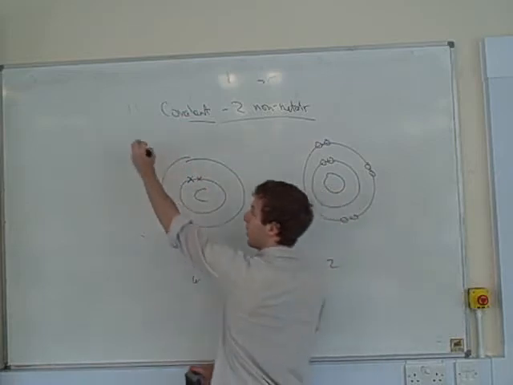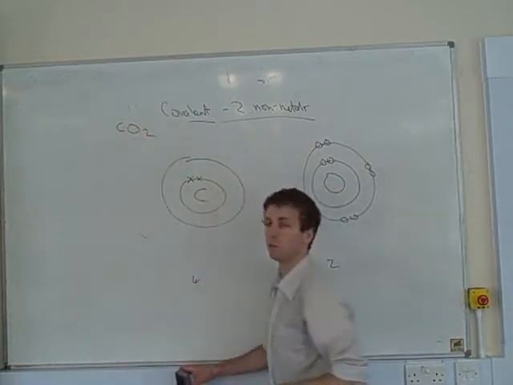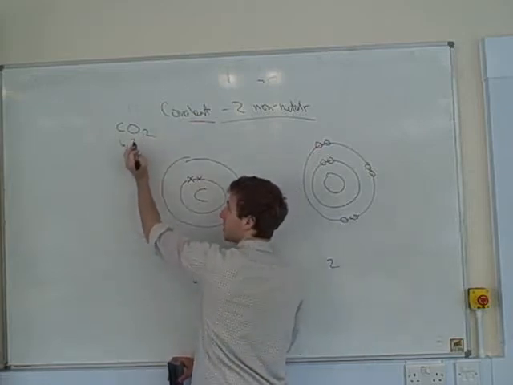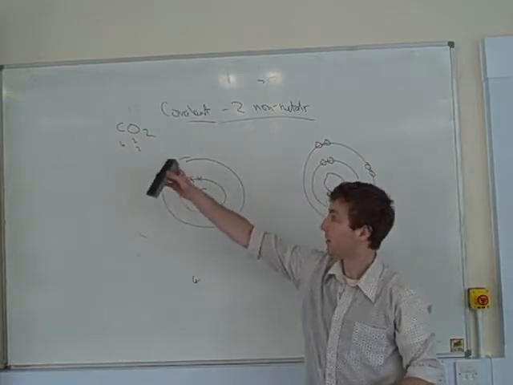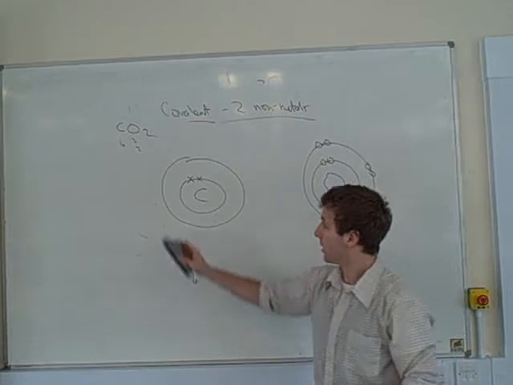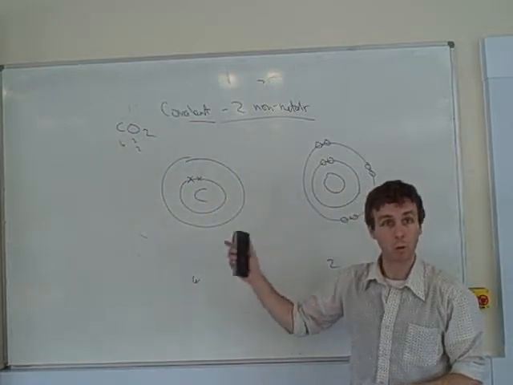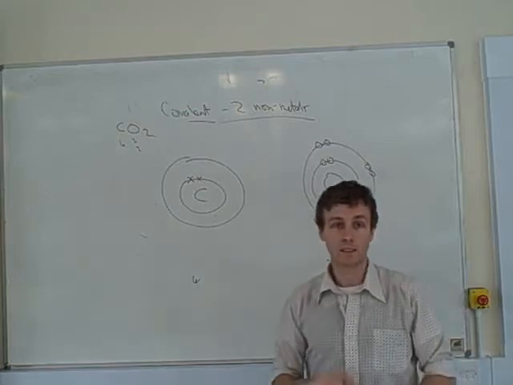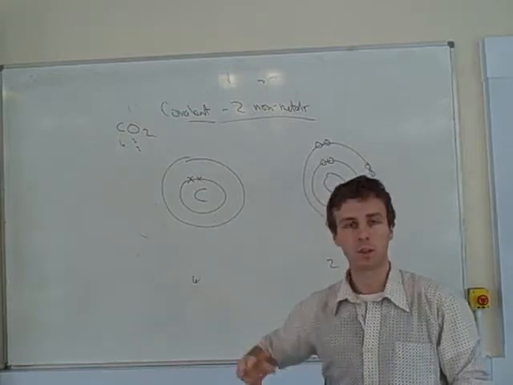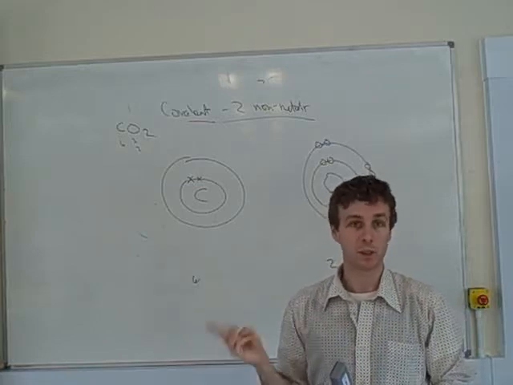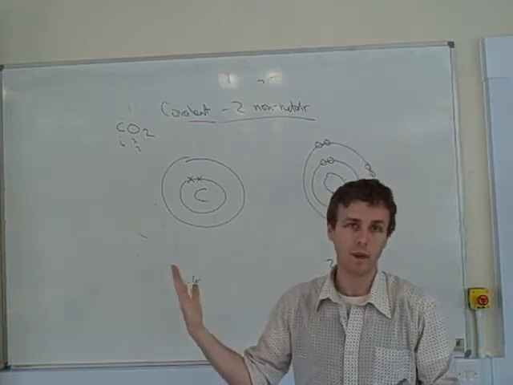So you can see now why the formula is CO2. Because carbon needs to make 4, and each oxygen needs to make 2. So that means we've got the right number of bonds. So if each oxygen needs to make 2, that means we must be making a double bond. Now remember, a single bond is where each element shares 1 electron. So a double bond must be where each element shares 2 electrons. It's just the same thing twice.